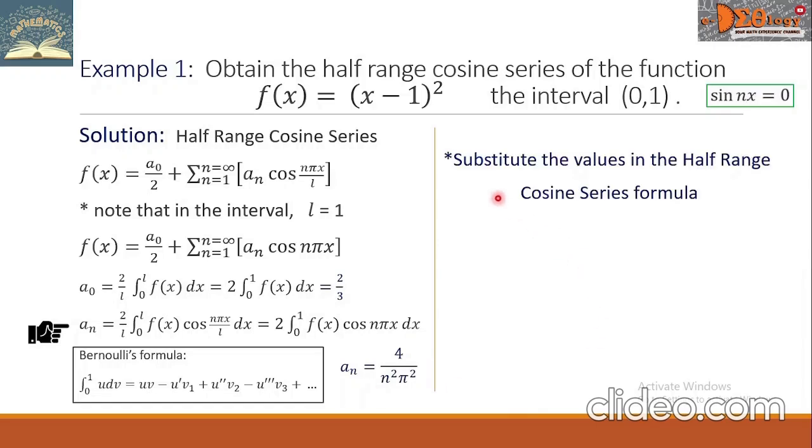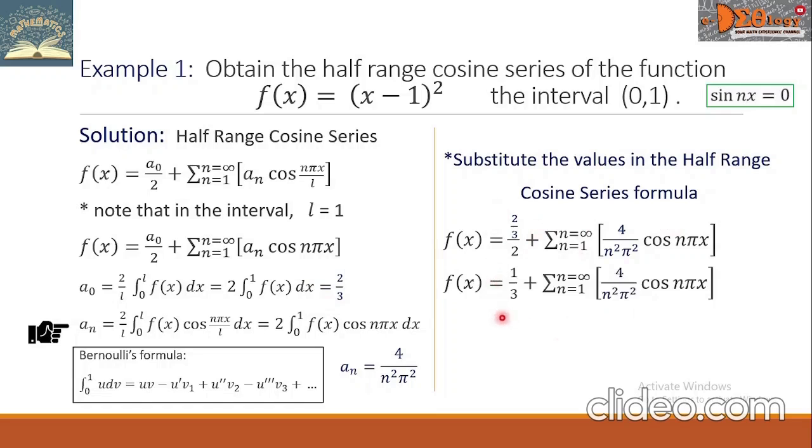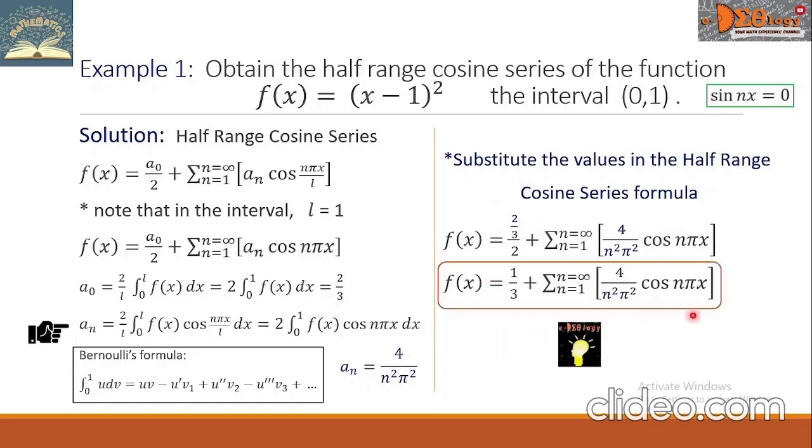Now we substitute the values in the half-range cosine series formula. So the a sub 0 becomes 2/3, and the a sub n is now this value. We simplify this complex fraction as 1 over 3, and this is now the final answer.